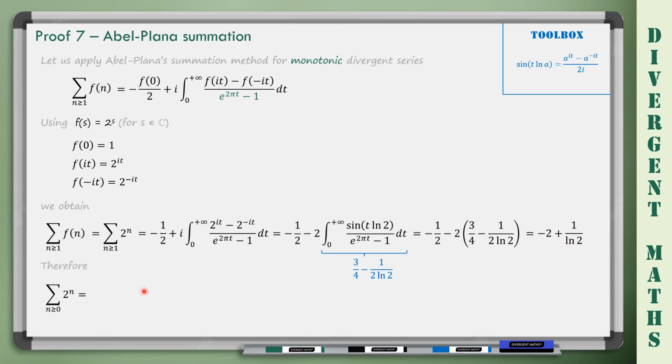Therefore, the sum from n equals 0 to infinity of 2 to the n is also equal to 1/2 of the sum from n equals 1 to infinity of 2 to the n, which is therefore 1/2 of this formula. So the -2 becomes -1, and then 1 over log of 2 becomes 1 over 2 log of 2. That's a rational part, and that is the irrational part. As usual, we project and we are left with -1.